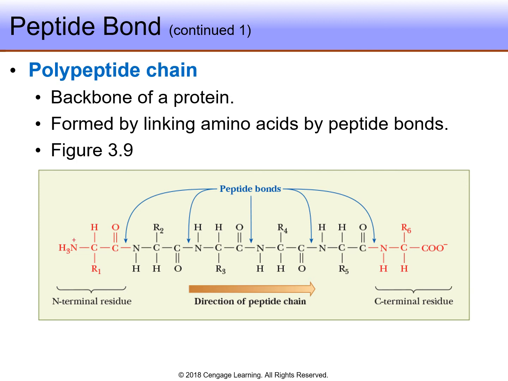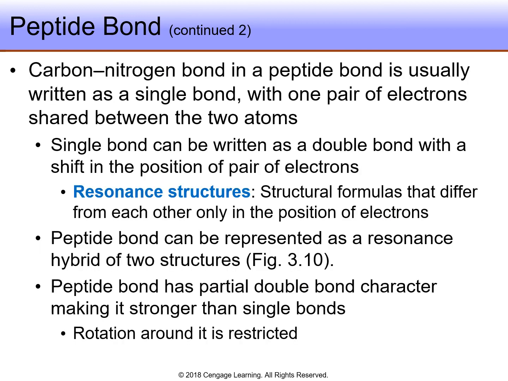Now, a question about the peptide bond. Is the peptide bond a carbon-nitrogen bond? A peptide bond is usually written as a single bond with one pair of electrons shared between the two atoms. Now, a single bond can be written as a double bond with a shift in the position of a pair of electrons. Now, we have resonance structural formulas that differ from each other only in the position of electrons. The peptide bond can be represented as a resonance hybrid of two structures, and it has a partial double bond character, making it stronger than a single bond, and rotation is restricted.